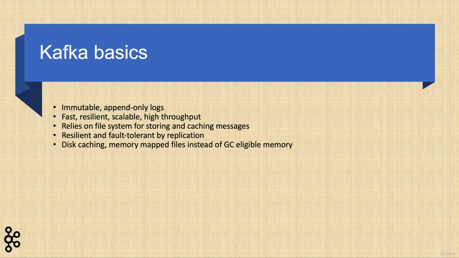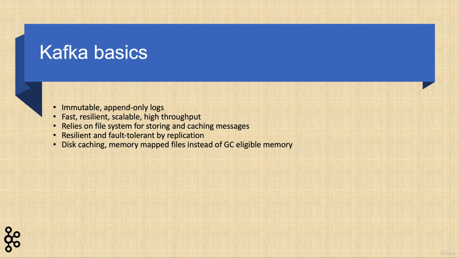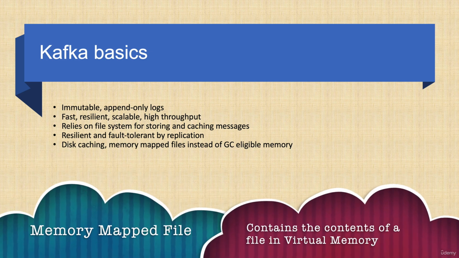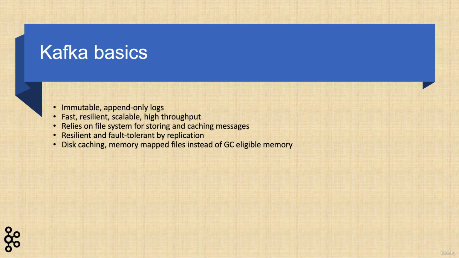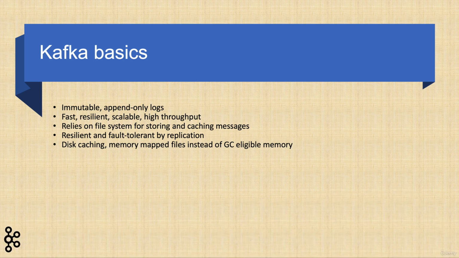It is fast because it relies on disk caching and memory-mapped files of the underlying operating system, instead of garbage collector eligible JVM memory. A memory-mapped file contains the contents of a file in virtual memory. The mapping between a file and memory space enables an application to modify the file by reading and writing directly to the memory. Accessing memory-mapped files is faster than using direct read and write operations, as it operates on memory.